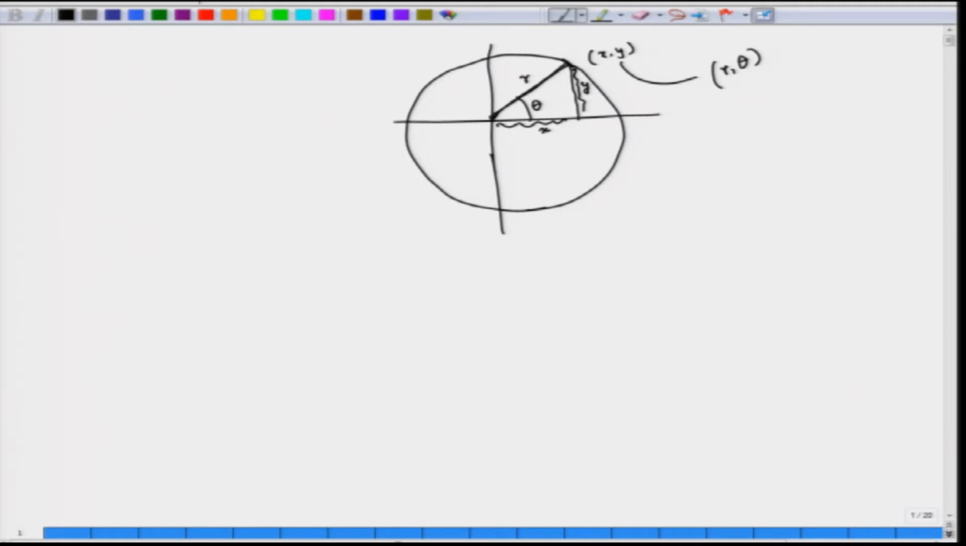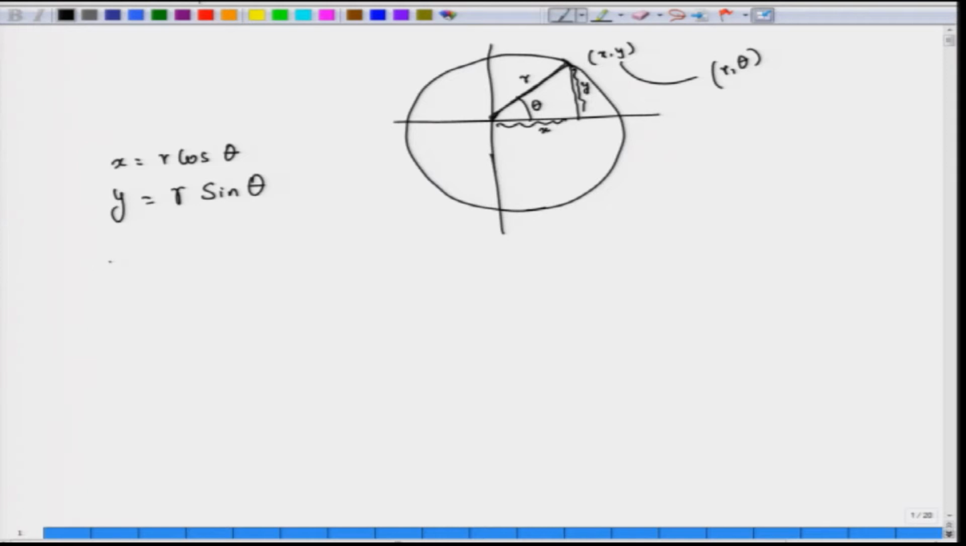This type of representation is called polar representation. So this point has the polar coordinate r comma theta. As basic trigonometry tells us, x is equal to r cos theta and y is equal to r sin theta. So every point in the plane we can represent it.